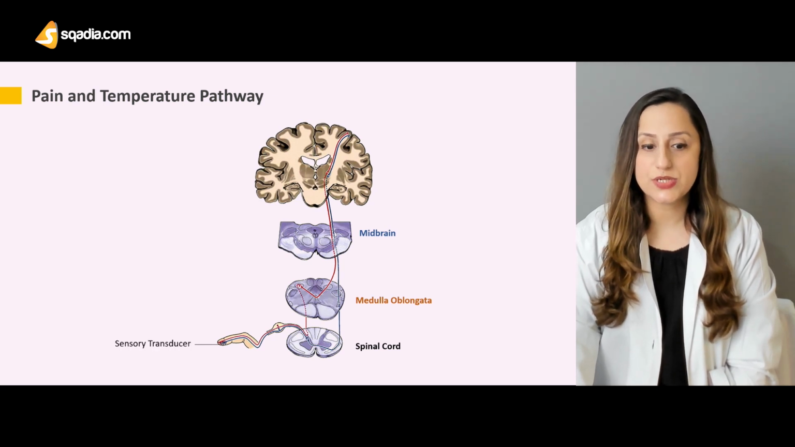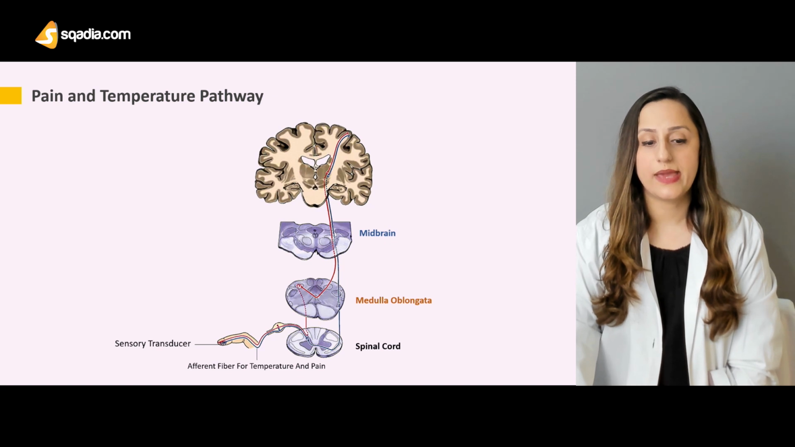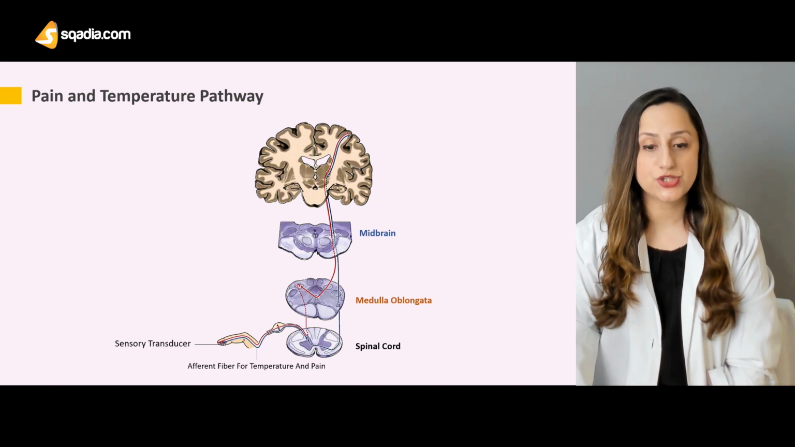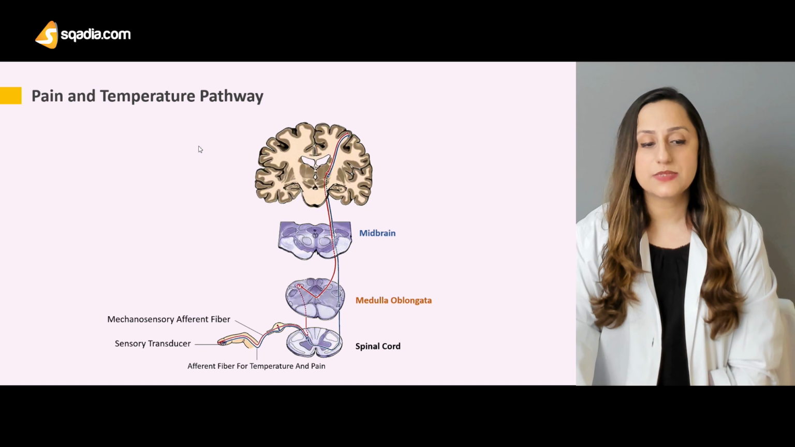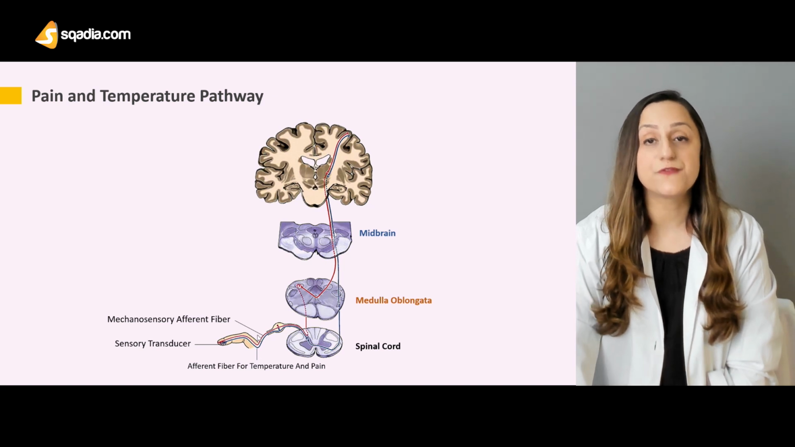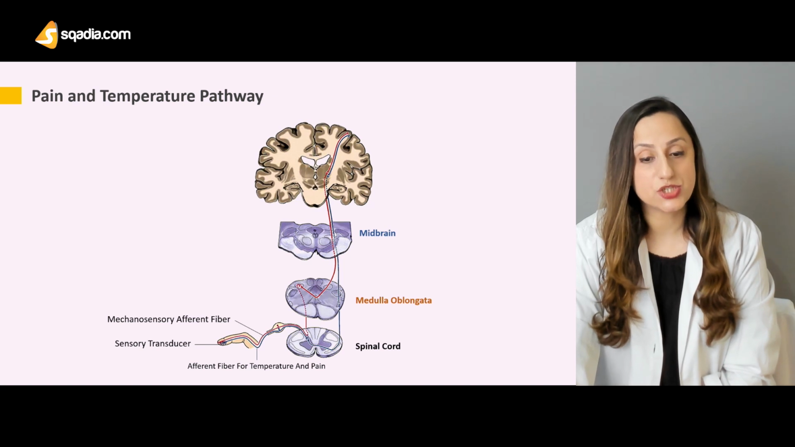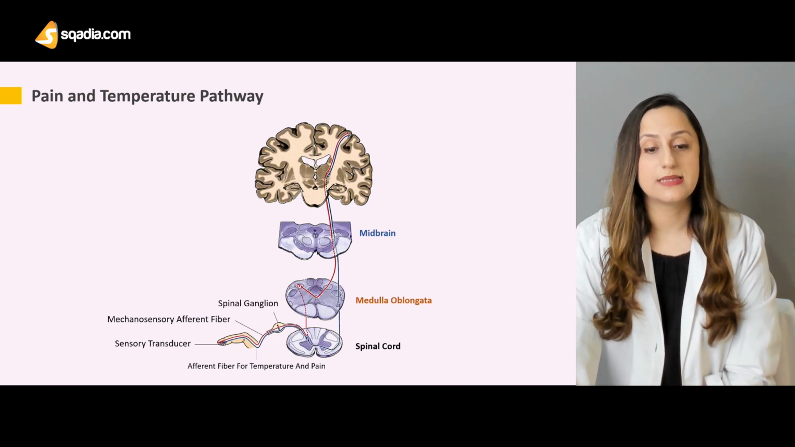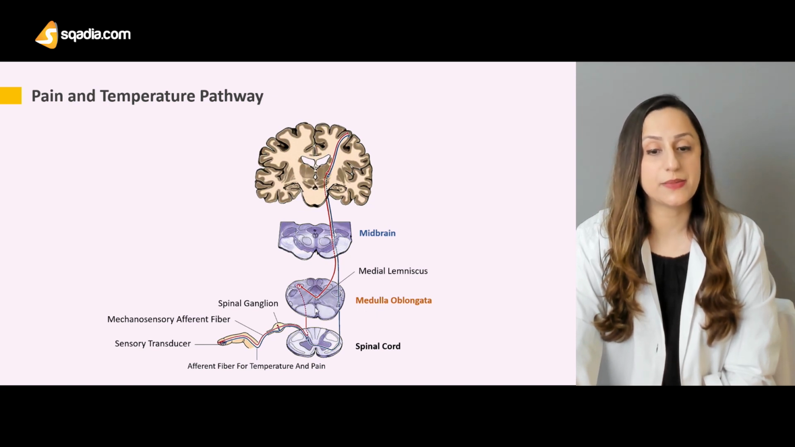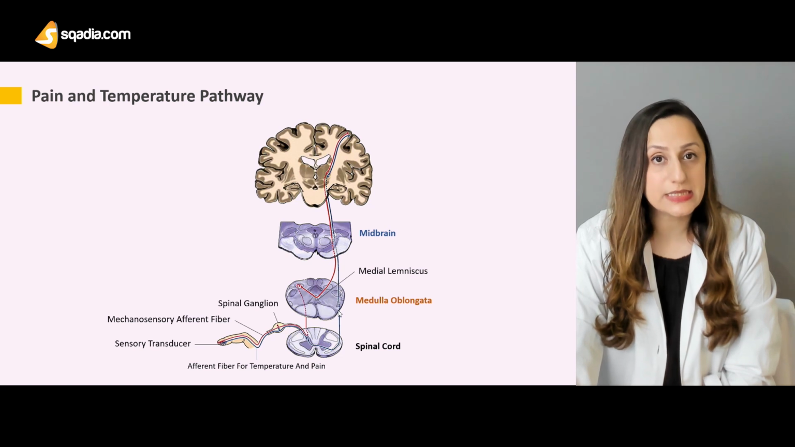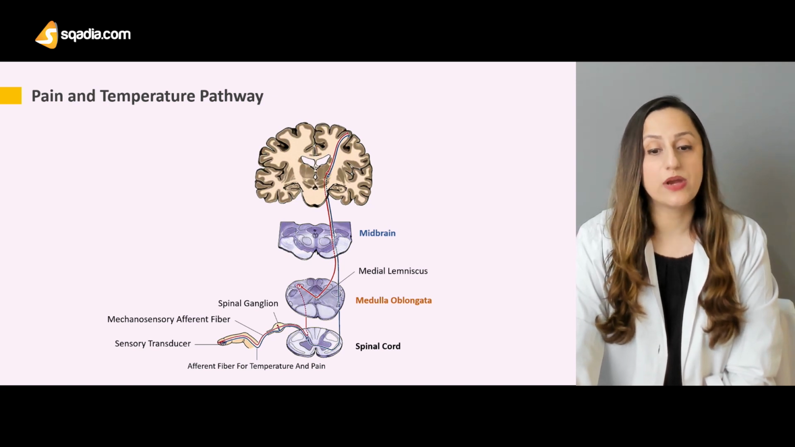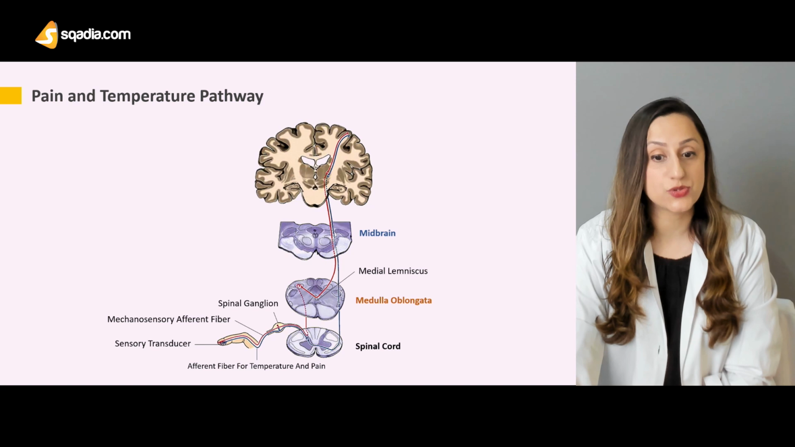So this is the sensory transducer, and we have the afferent fibers for temperature and pain. These are the mechanosensory afferent fibers that are bringing back the information from the sensory part, the spinal ganglion, and this is the medial lemniscus. So in the medulla oblongata, you have to remember that it's lateral to the medial lemniscus over here, where the lateral spinothalamic tract is present.